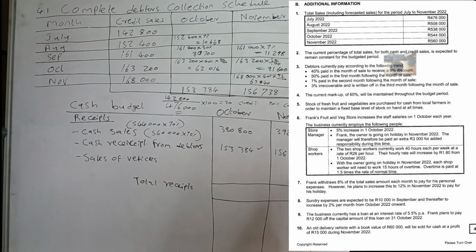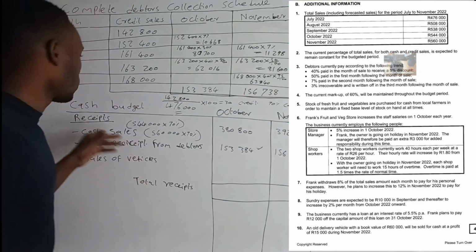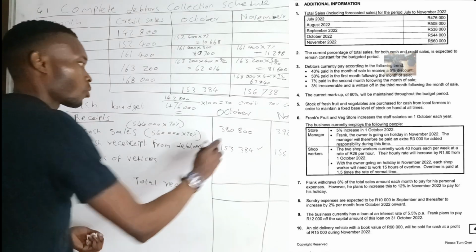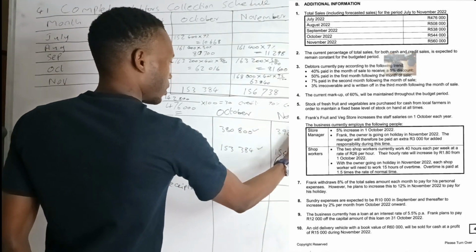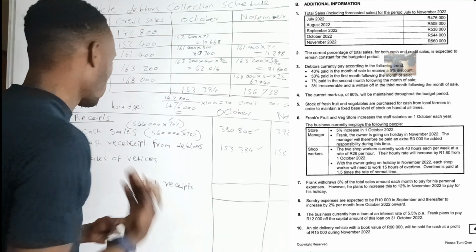Let me confirm this. Okay, it's fine. So this is how you should do your cash part. There are marks here, and for workings, you have to make sure that you show your workings.